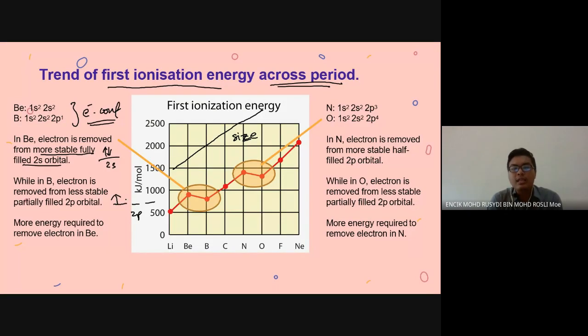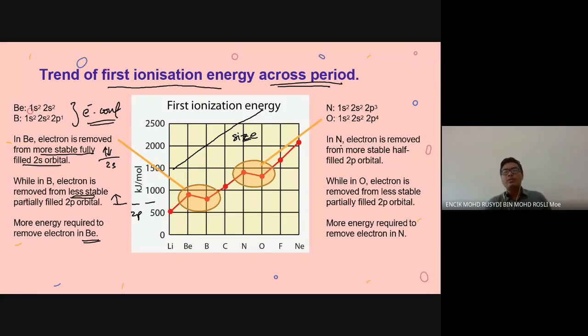Dan ini is less stable. So less energy required to remove the electron from there. Okay, that's why more energy required to remove electron in beryllium compared to in boron. Because beryllium electron dibuang daripada more stable fully filled 2s orbital, but then in boron electron is removed from less stable. So keyword dia adalah stability of orbital. Okay. Same case juga untuk nitrogen dan juga oksigen dekat sini.